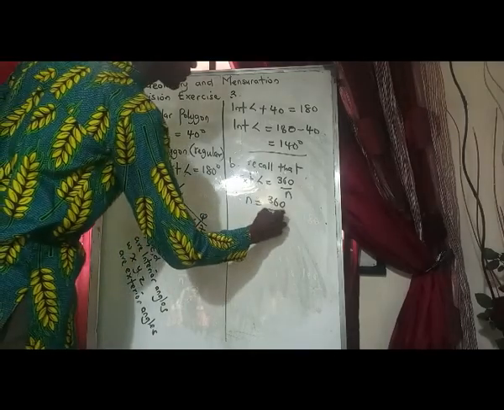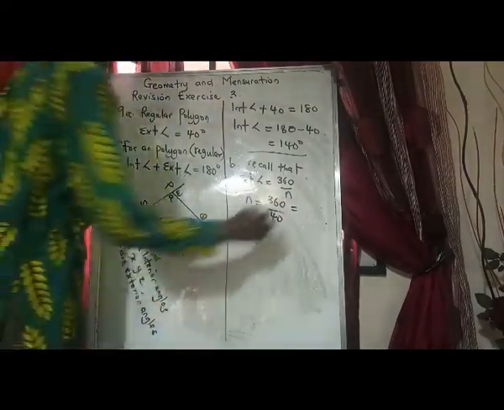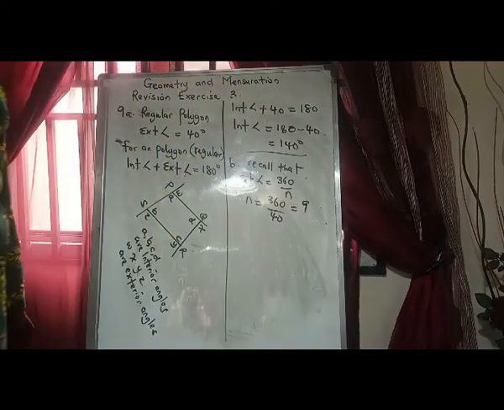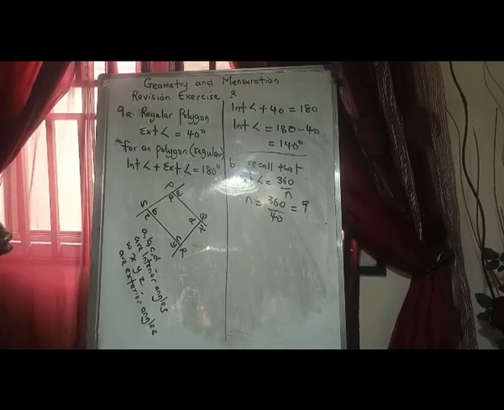Fine. So this will be 40 degrees, and that will give me 360 divided by 40. And that will give me 9, is that not? So n is equal to what? 9. So we have 9 sides.